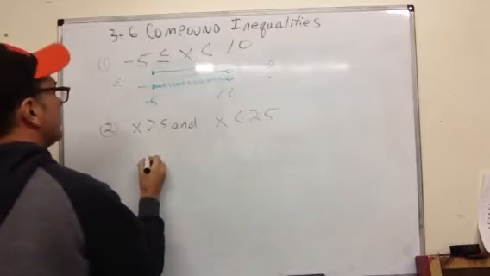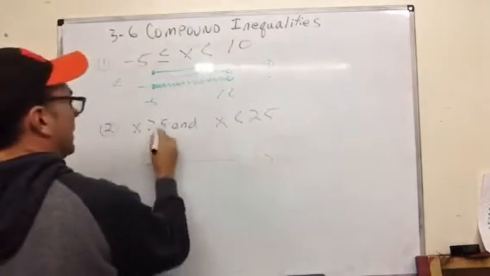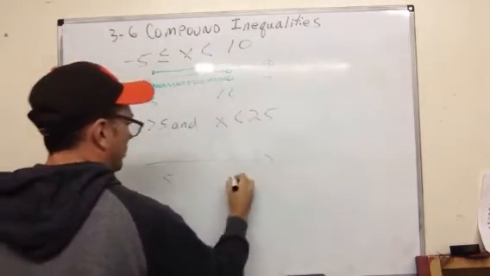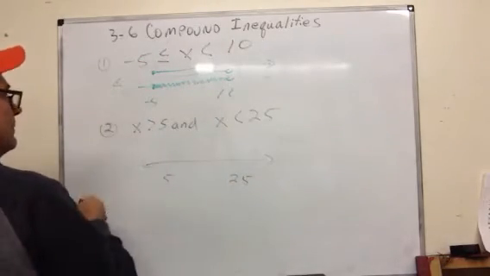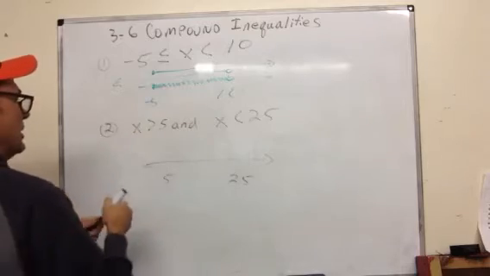So we start by graphing this. All right, I have 5 and 25. Here's 5, there's 25 on the graph. X greater than 5. Now these are written nice. You can see which way they're shaded.